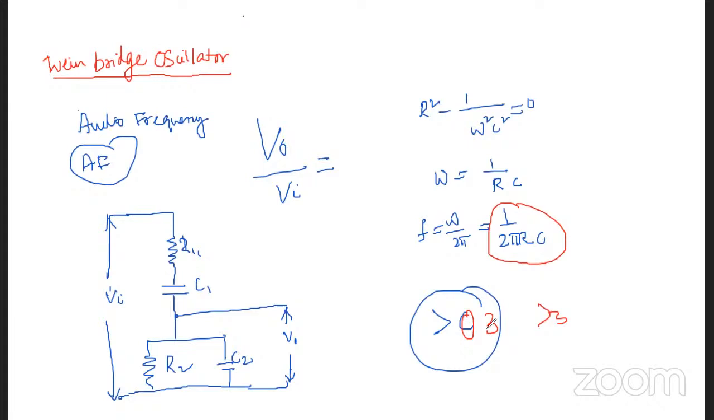So far we have studied RC oscillators, like the phase shift oscillator as well as the Wien bridge oscillator. Both we have studied here. So this is about oscillators. In the next session we'll see some more topics.